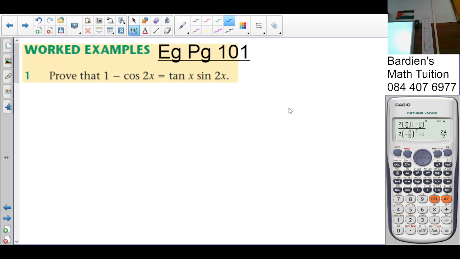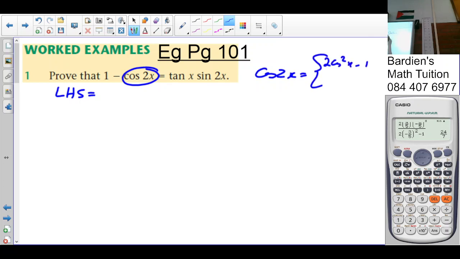Alright. So people, which side do you want me to work with? Left hand side or right hand side first? Sorry? Looks like I'm going to work both sides, isn't it? So let's go with the left hand side. What can be done on the left hand side? Cos 2x can change. So cos 2x can be written as one of three: 2 cos squared x minus 1, 1 minus 2 sine squared x, and cos squared x minus sine squared x.